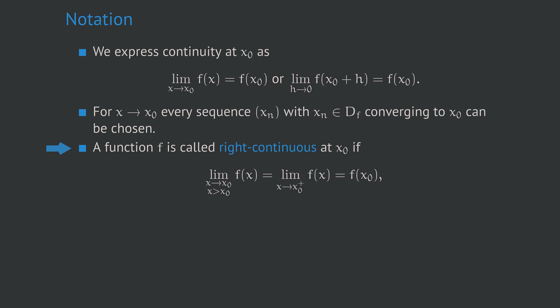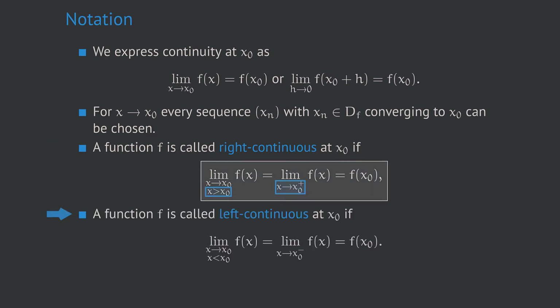If we put that into formulas, a function f is called right continuous at x0 if the sequence of the function values for each sequence which comes from above x0, that means from the right-hand side, which can also be written like this, converges to f of x0. Similarly, a function f is called left continuous at x0 if the sequence of the function values for all sequences coming from below x0, that means from the left-hand side, which can also be written like this, converges to f of x0.